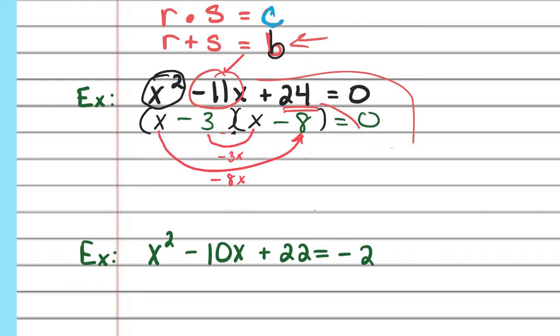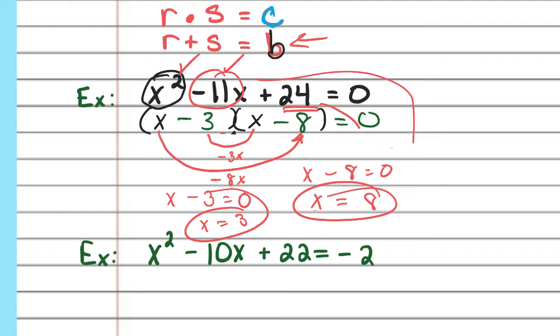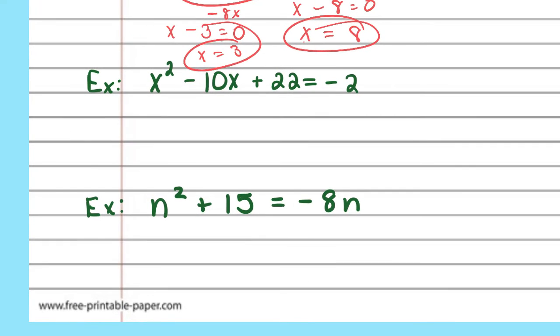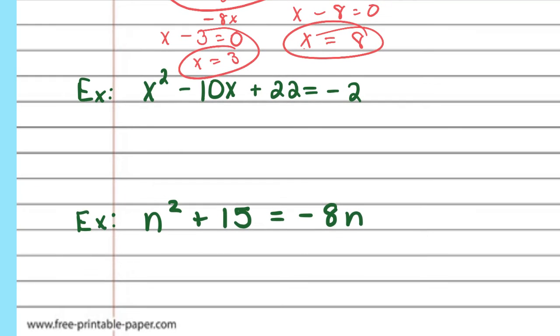Okay, so once you have it factored and you know it's factored correctly, set each factor equal to 0 and just solve them. So x minus 3 equals 0, so x equals 3 is one solution, and then x minus 8 equals 0, so x equals 8 is the other solution. This was a quadratic, so it should have 2 answers, and we found them. Next example.